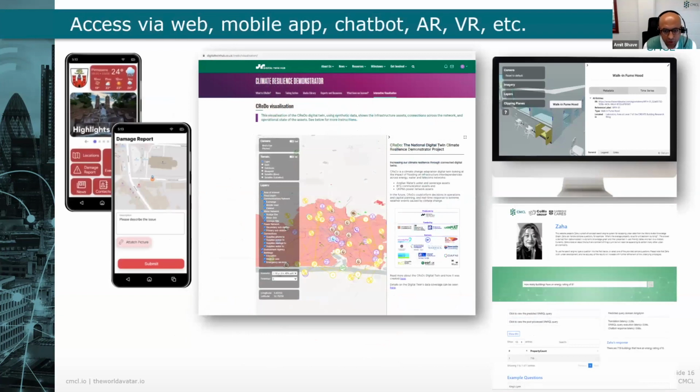So the output of the information, or the access, as I mentioned, can be done in a variety of ways. In this case, it could be a mobile app on the left-hand side, or the CReDo visualization on the DT Hub. This is open and live, of course, with synthetic data. You can play with that as an output and access that information, or it could be a purely desktop software agent, as well as chatbots such as Zaha, for example, and I'll go into details of that during the CReDo showcase.